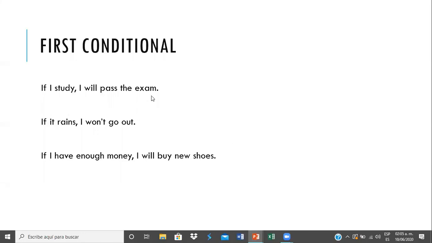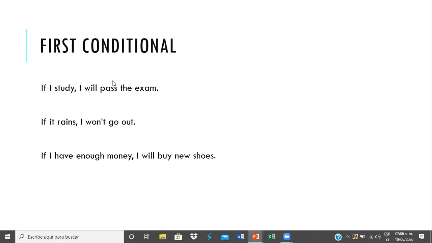So the first conditional, or any conditional, is formed by two sentences: the one that starts with if, and the consequence. With the first conditional, the structure is if plus simple present, which is the possible situation, and the consequence uses the future will. For example, if I study, I will pass the exam.